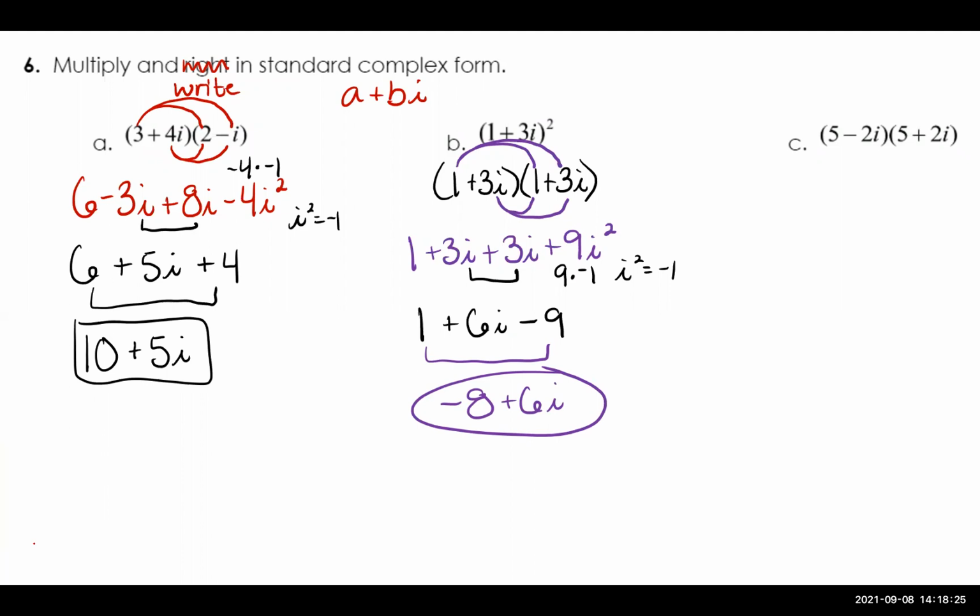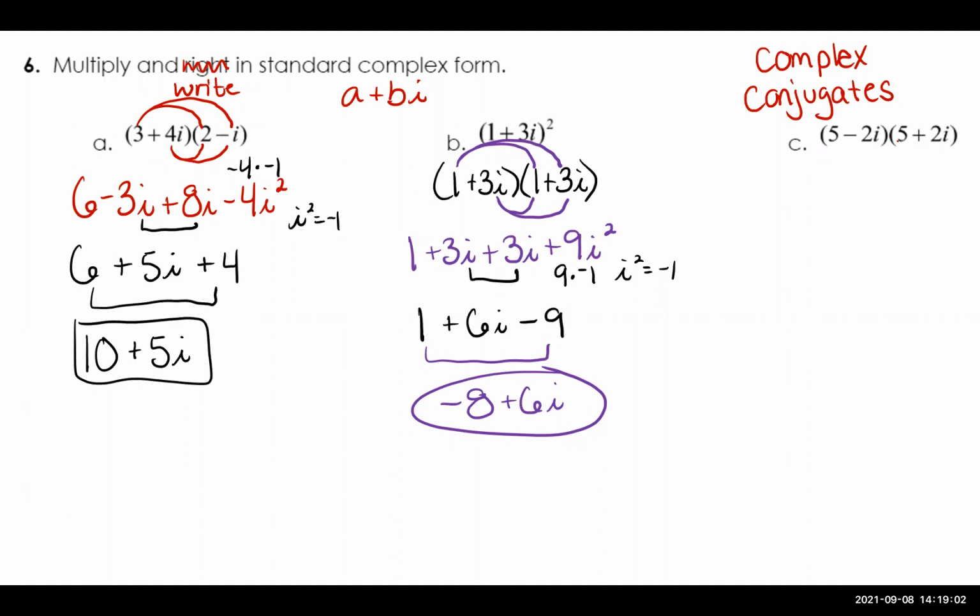Part C, still multiplying. These are complex conjugates, which means that they are the same real part with opposite signs on the imaginary parts. Okay, so they both have a positive 5, and then we have a negative 2i and a positive 2i. So with that being said, complex conjugates, when you multiply them together, the i's cancel.